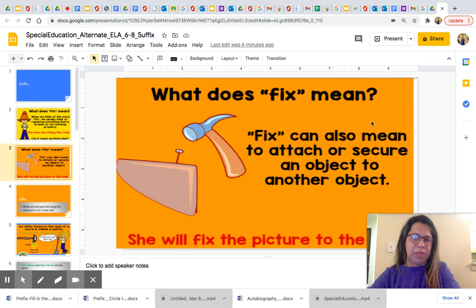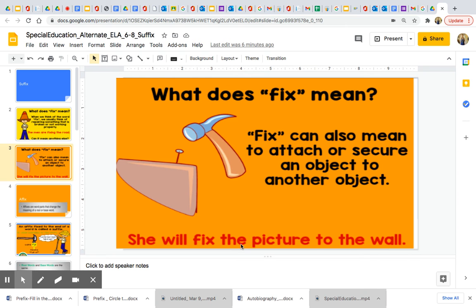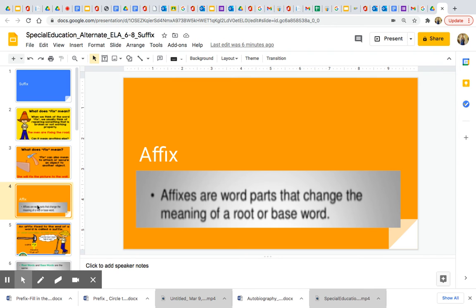What does fix mean? Fix can also mean to attach or secure an object to another object. She will fix the picture to the wall. Let's take a look at the word affix.